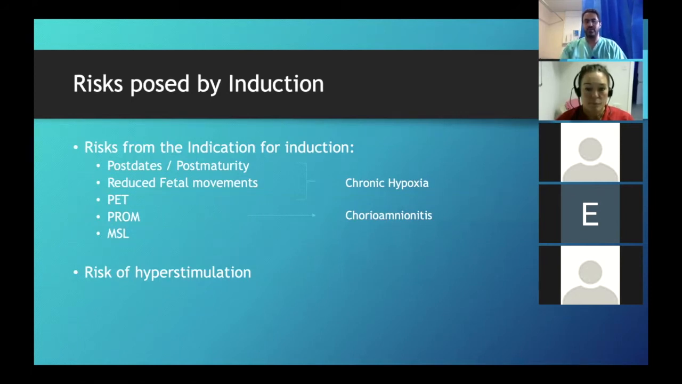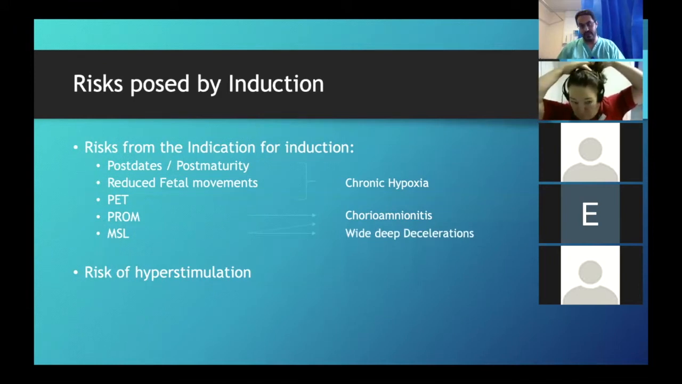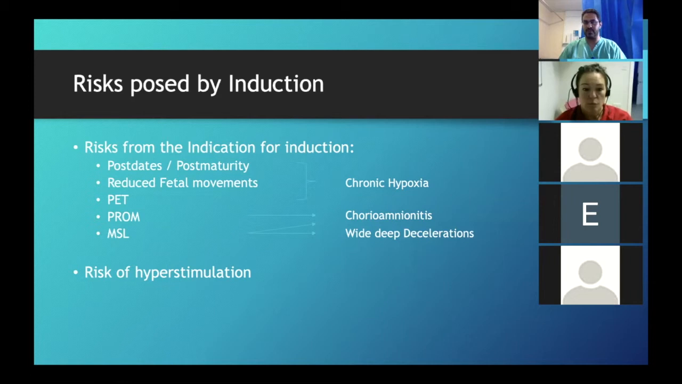Okay. What about meconium stained liquor? So once again, chorioamnionitis, because that's infection. Or I need to make sure that the wide deep decelerations, so the baby is not becoming more hypoxic or the subacute hypoxia that develops, and that's triggering the meconium stained liquor. Obviously with meconium, you also have to factor in chronic hypoxia. Very important. So keep that in mind.